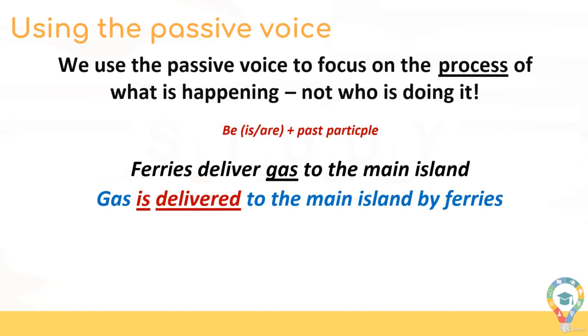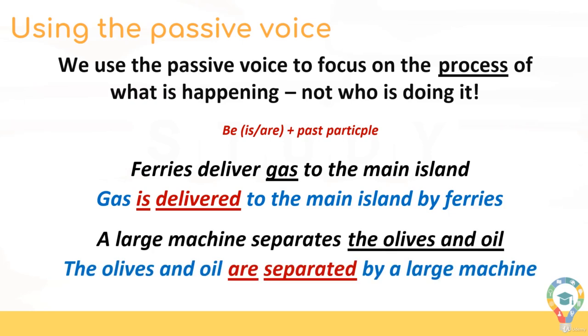Here are a few examples. So in black, we have an active voice. Ferries deliver gas to the main island. And here I have changed the sentence structure round to create the passive voice. Gas is delivered to the main island by ferries. So gas really is the action of what is happening. We're delivering gas, and that has started at the start of my sentence. Gas is delivered to the main island by ferries.